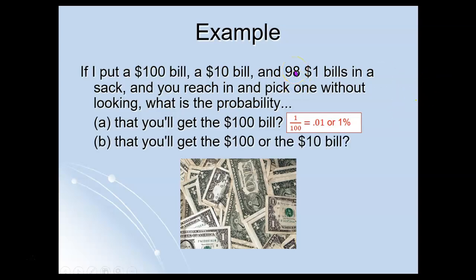What's the probability that you'll get the $100 or the $10 bill? Well, now there's 2 possible ways that could happen. Namely, you could get the $100 bill or you could get the $10 bill. So with 2 ways of that happening out of 100 in all, the probability there is 2 over 100. 2 divided by 100 would be 0.02, or as a percent, that would be 2%.